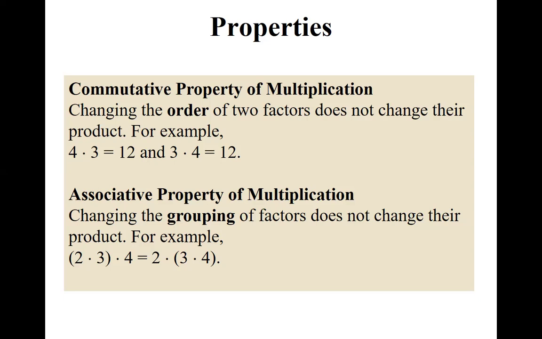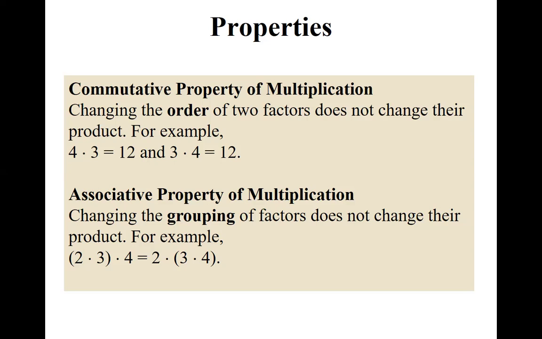Remember, the commutative property means we're actually moving them around. We're changing the order. 4 times 3 would be 12. 3 times 4 would be 12. For an associative property, we're changing the grouping. 2 times 3 times 4, it doesn't matter if we multiply the 2 times 3 first or if we multiply the 3 times 4 first. When we multiply by the third number, we're going to get 24 either way.